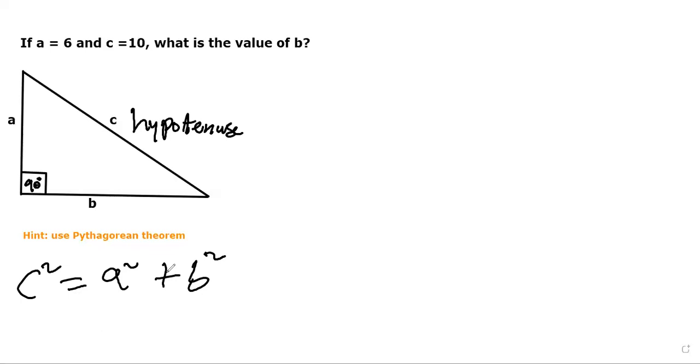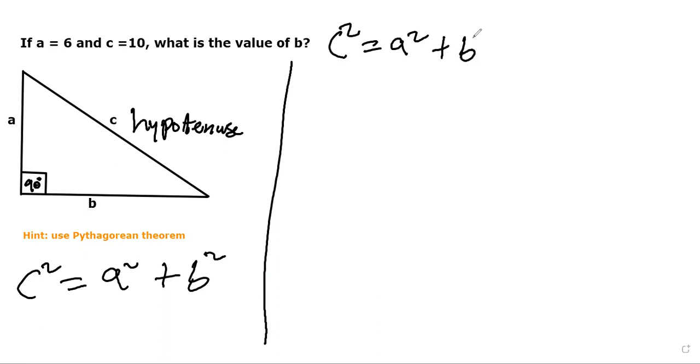So let's do this. I partition my board. I'm going to have C squared equals A squared plus B squared. What is C? We know C to be 10. We substitute it, we put it in place right now. So 10 squared is equal to, what is A? A is 6, I'm going to square it, plus B squared. We don't know what B is yet, right?